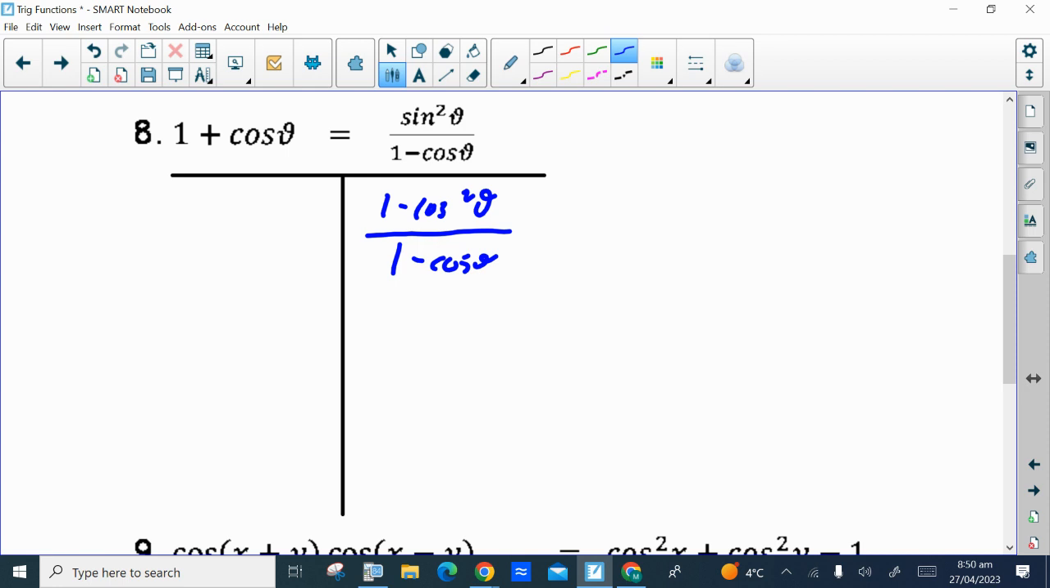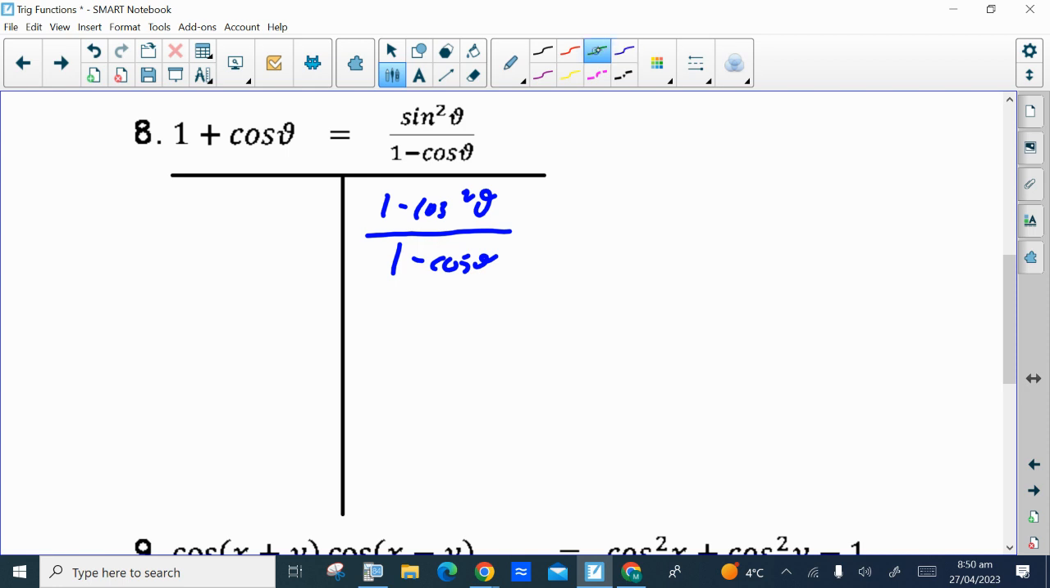There's a single term on top over a binomial on the bottom, so you can't break them apart and say it's sine squared theta over 1 and sine squared theta over negative cos theta. You can't do that. You can only do it if you have a binomial on top divided by a single term on the bottom.